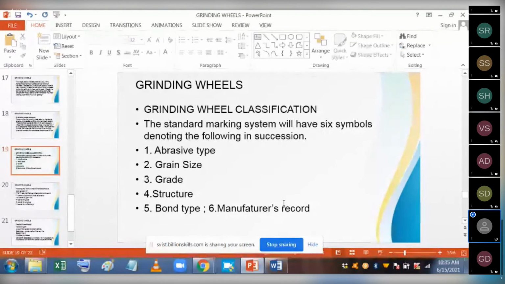Bond type, I have given you 5-6 bond types including metallic bond also, and the 6th is a manufacturer's record. It's nothing to do with us, it is for the manufacturer. The manufacturer will give some number at the beginning and some at the end, because he also has to give his manufacturing record. So he has got one space in the front and one space at the end for his own designation and specification and things like that. There's a batch number, so those things will come in those two places.